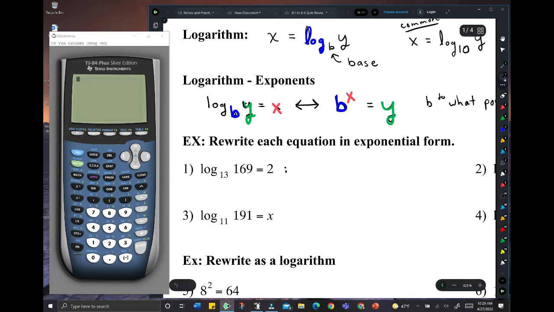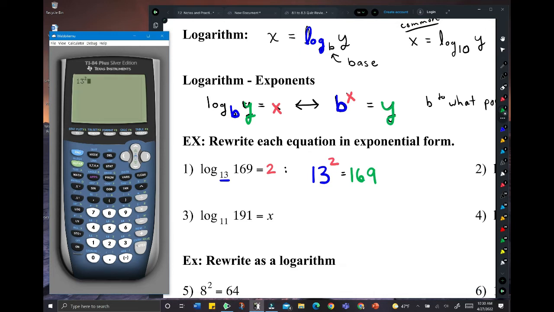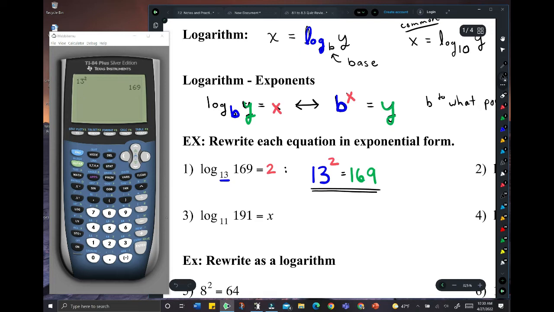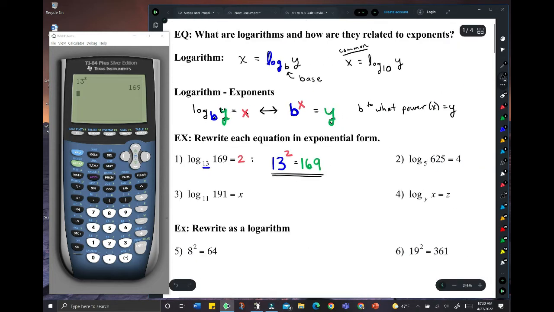So, rewriting each equation in exponential form. If we look at this one here, log base 13 of 169 equals 2. How do we rewrite this? Let's do some highlighting. 13, that's our base. So 13, our x is 2, so squared, and then equals y, 169. And that is true. You'll find 13 squared equals 169. Getting you used to this today, it's a little funky. We're switching around left, right, all that. So I encourage you, use a highlighter.